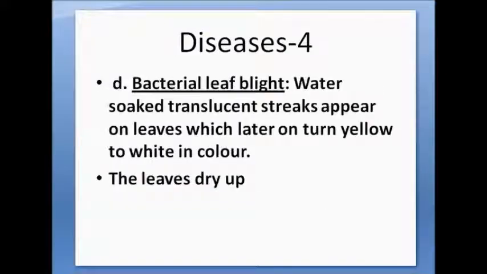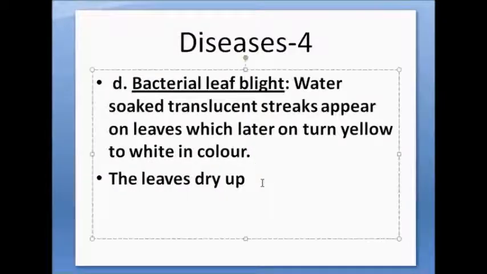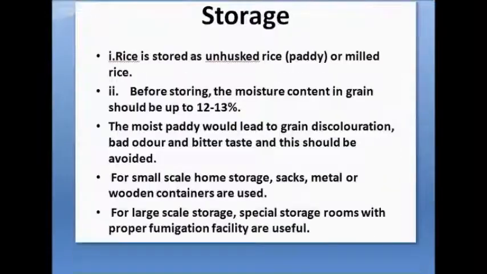Another is bacterial blight. This is caused by bacteria. Spots appear, they become yellow or black or white in color, leaves dry up and the plant dies. Now the control is the same as we have studied in other kinds of blast.